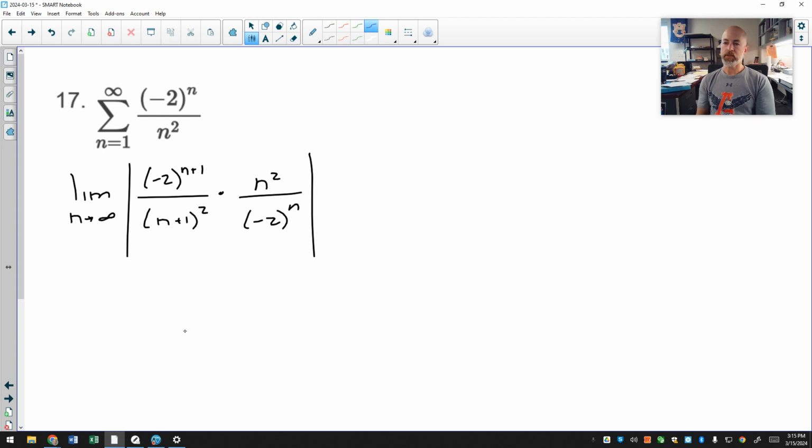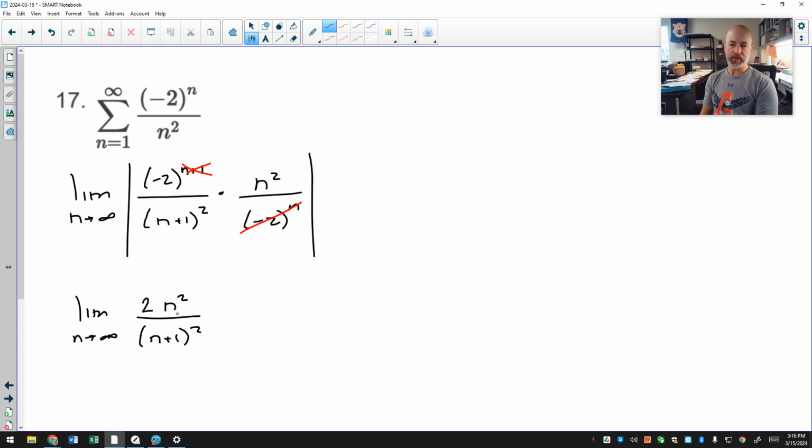And now I'm looking at this, so I start to cancel what I can, and I have negative 2's on top and bottom, and it looks like I have n plus 1 on top and n on bottom. I can cancel this with all but one of those. And in my next step, as I clean this up, I'm also going to consider how the absolute values are impacting this ratio. The magnitude of negative 2 is positive 2. So that's going to be 2n squared over n plus 1 squared.